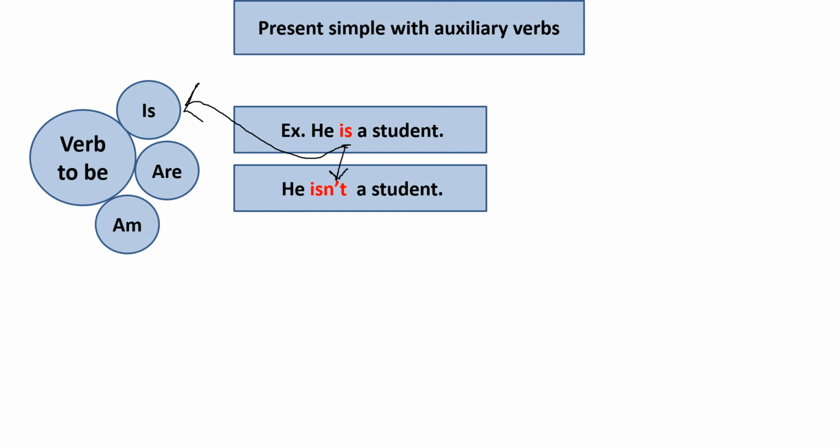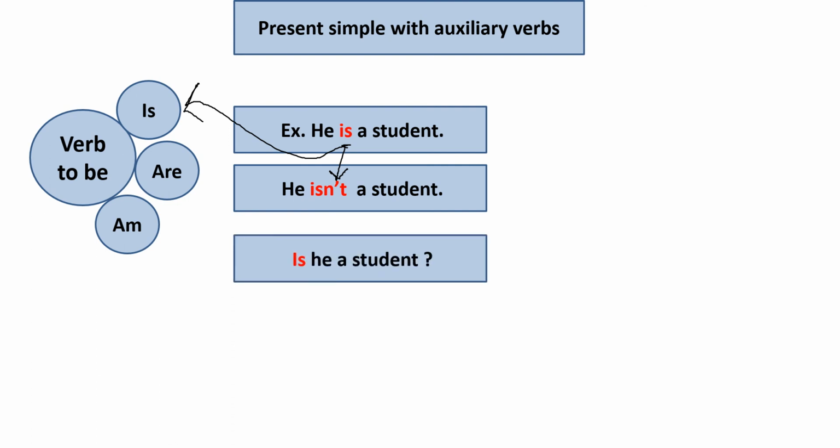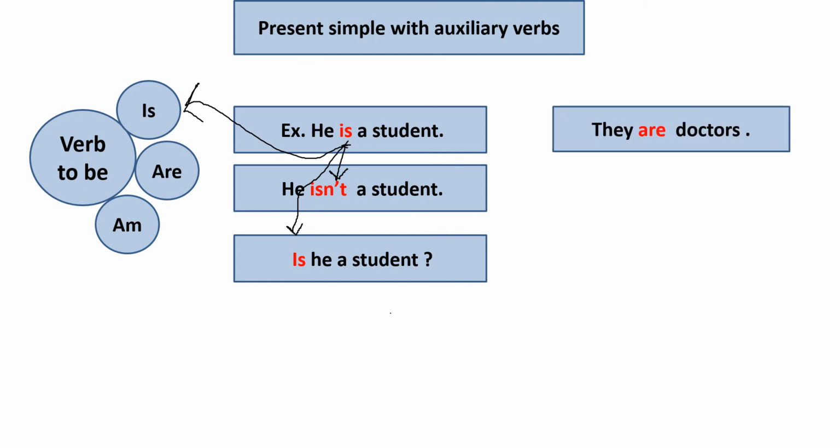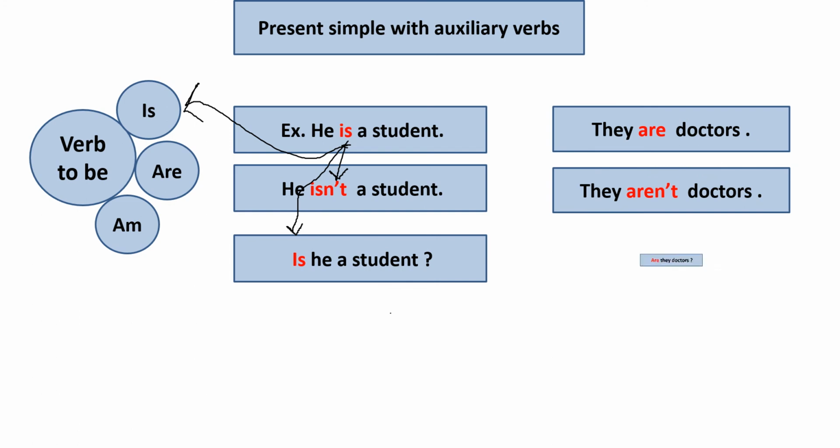We will just negate the auxiliary verb. فقط الفعل المساعد اللي راح ننفيه. يعني is شو صير؟ Isn't. In order to make it a question, is he a student? We will put the auxiliary verb at the beginning. Is he a student? هل هو طالب؟ إذا عندنا فعل مساعد من نريد ننفي هو ننفي ومن نريد نسأل هو نخلي بداية الجملة. Now, they are doctors. Negative: they aren't doctors. Question: are they doctors? This is present simple with auxiliary verbs.